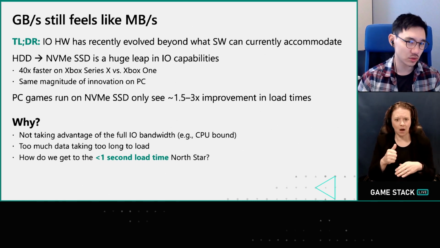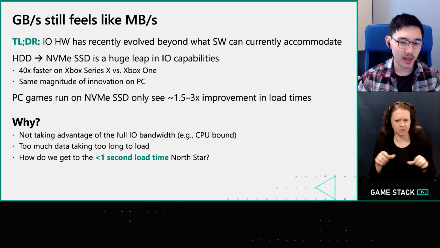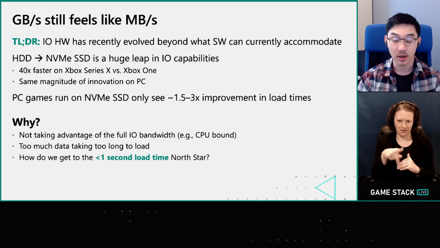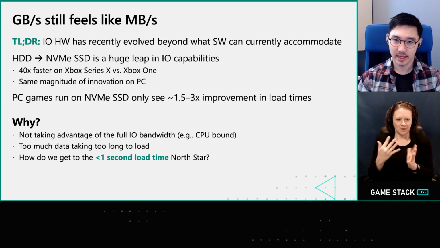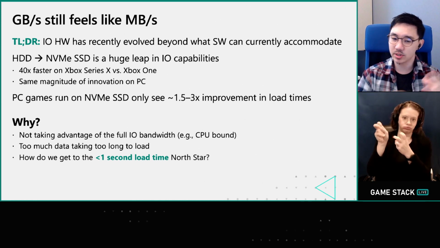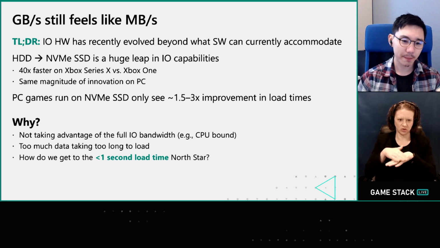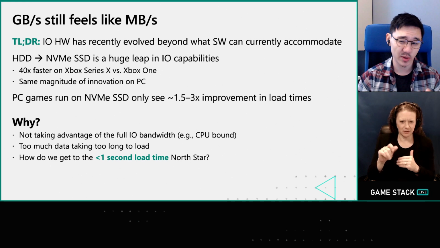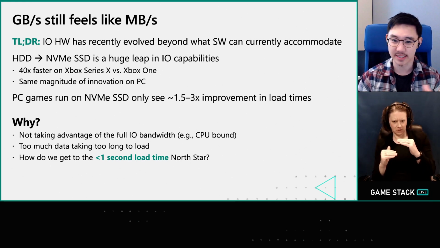How is that possible? The short version is that there are several factors. CPU bandwidth is one of them. The paradigm that we're using to actually load the textures in or other assets is another one. And it boils down to essentially taking too much time to load too much data. And so how do we get down to that under 1 second load time North Star? That's where we really want to go, where it starts feeling instantaneous.